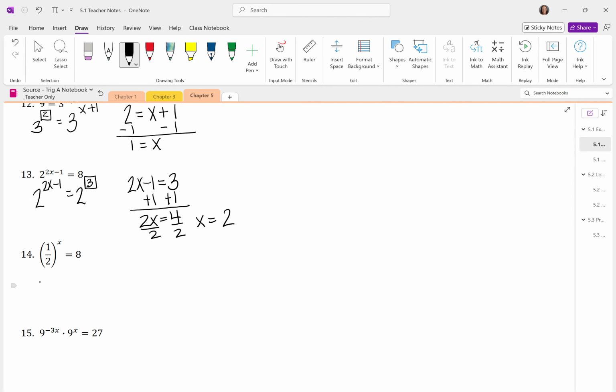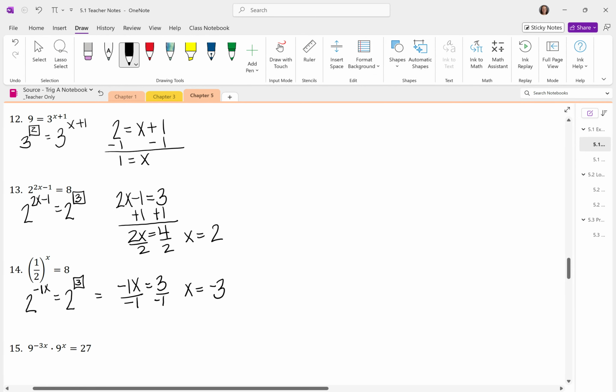Okay, now the next one, you have to remember that fractions have negative exponents. So when you're rewriting using a base of 2, 2 to the negative first power would be 1/2. And then you cannot forget that you have that x there. And then 2 to the third power is 8. When you have your bases the same, you can set your exponents equal to each other. You divide by negative 1, and x equals negative 3.